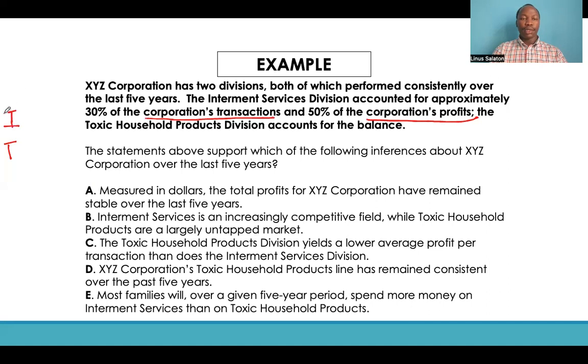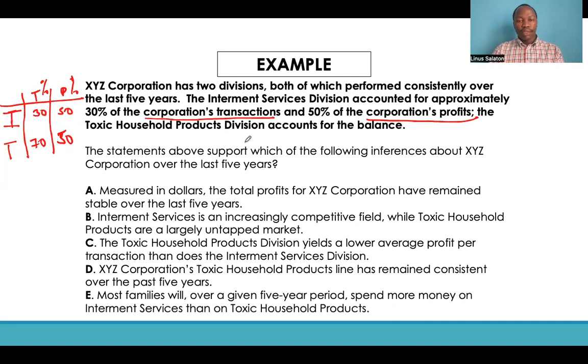So we could put it in a table so that we can easily decipher the information provided. We have corporate transactions here, and we have profits. The Interment division accounts for 30% of the corporation's transactions and 50% of the corporation's profit. The Toxic Household Products division accounts for the balance. So the balance of transactions is 70%, and that is 50% of the profit.